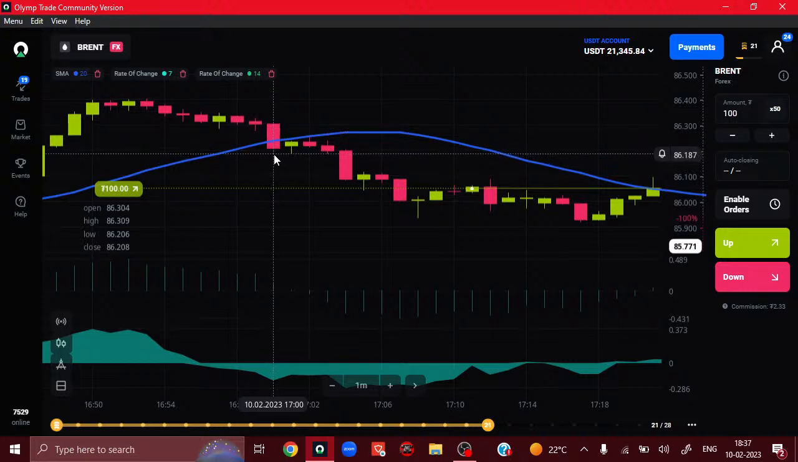The red candle intersected the SMA. Then the ROC shifted below the zero line, and the area chart of ROC is already below the zero line. So this would be the entry point here. A downside trade for 2 to 3 minutes.